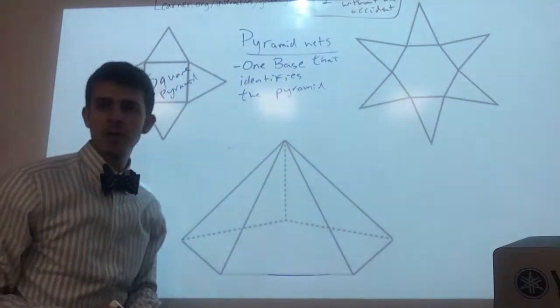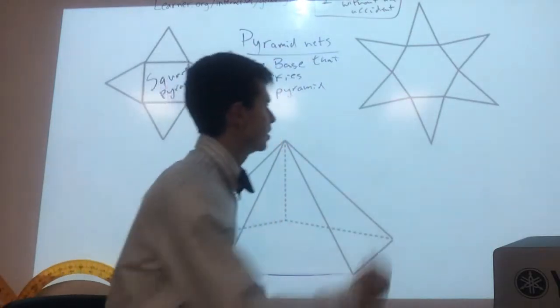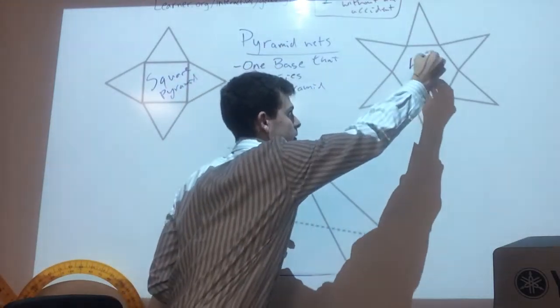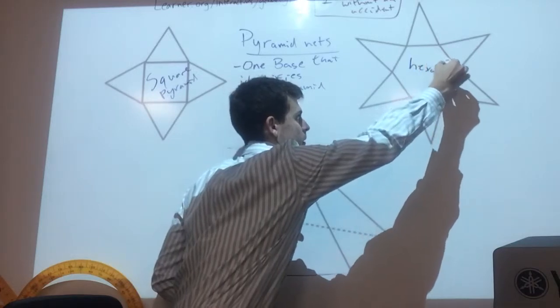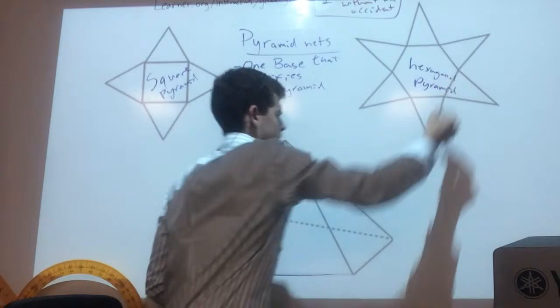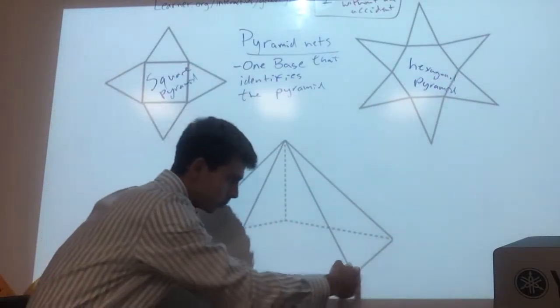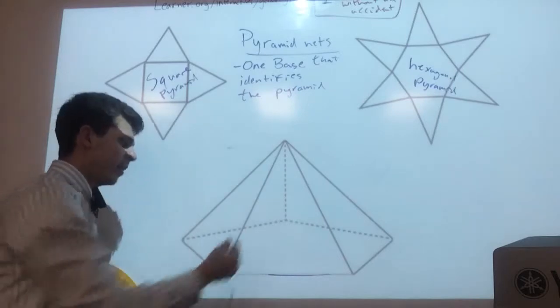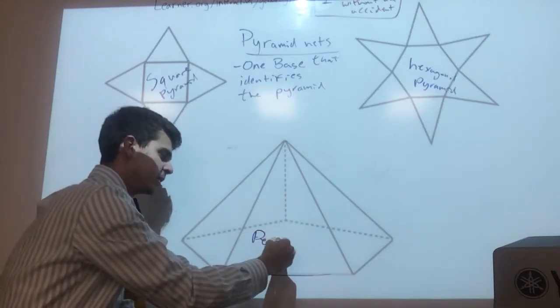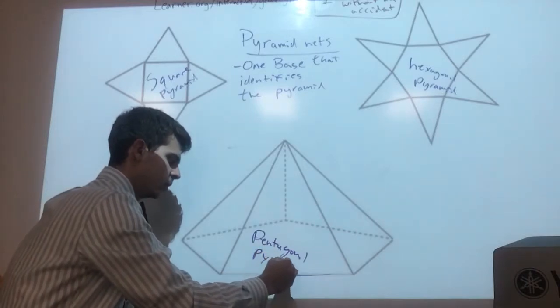This one right here has 6 sides. The prefix is hexa, so this is a hexagonal pyramid. This one right here is a pentagon. I know because 1, 2, 3, 4, and 5. So this right here is a pentagonal pyramid.